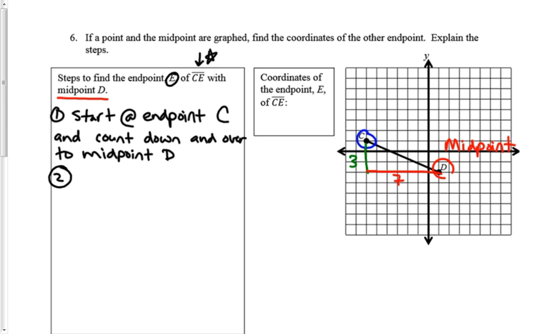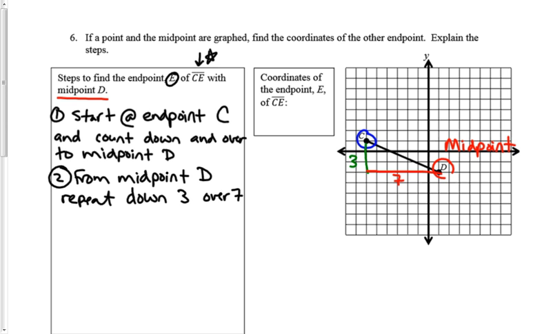So that's exactly what I'm going to do. From the midpoint, which in our case is D, repeat down 3, over 7 to find the endpoint. So now I'm starting at D, the middle. I'm going to go down 3: 1, 2, 3. And then I'm going to go over 7: 1, 2, 3, 4, 5, 6, 7. And that is going to be my other endpoint, E, so that D is the midpoint of segment CE.